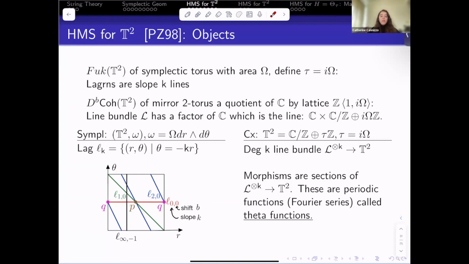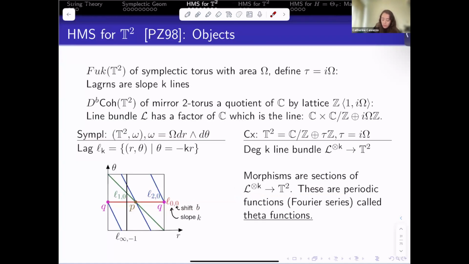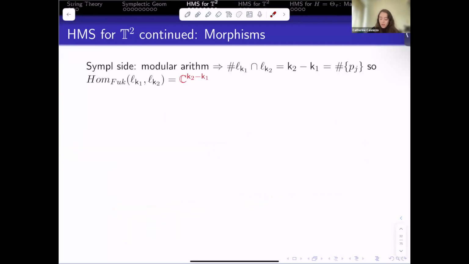So before, when I was talking about dB-co and morphisms of chain complexes and how do we get a handle on that, now we're looking at infinite series theta functions as a morphism in dB-co. Okay, so on this page, we've matched up objects. The claim is that a slope k Lagrangian is mirror to a degree k line bundle. Now we need to look at morphisms.